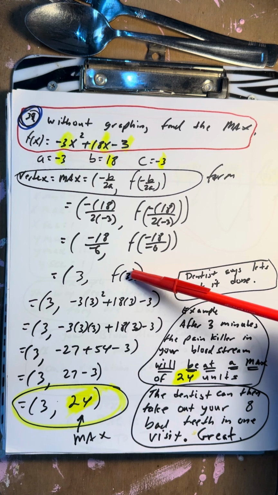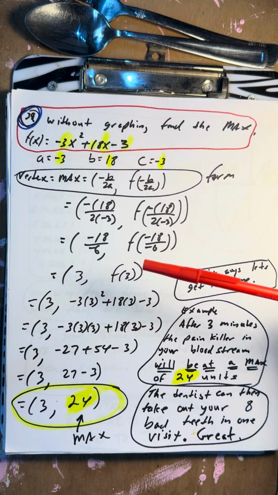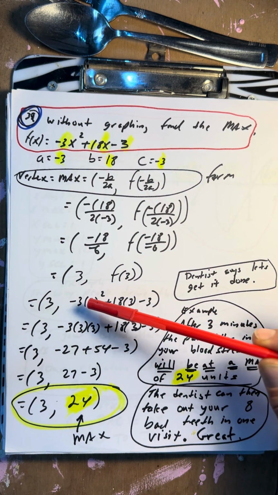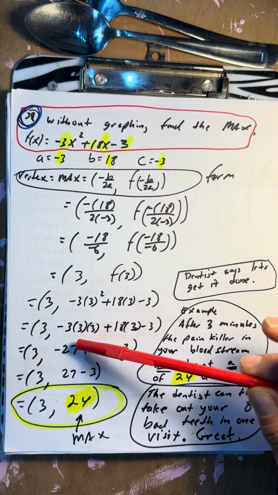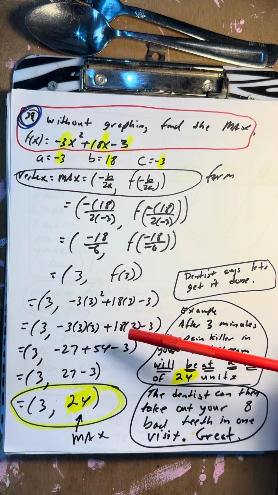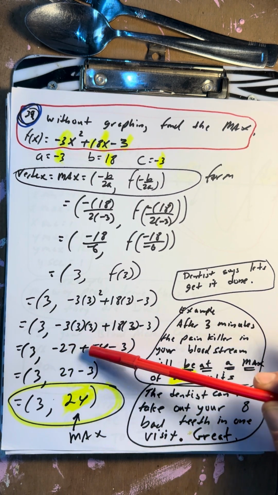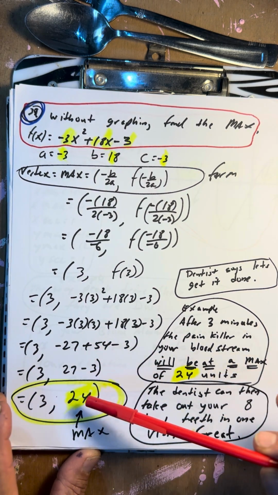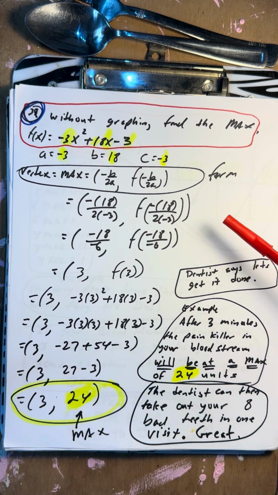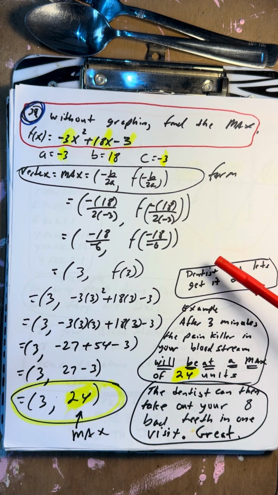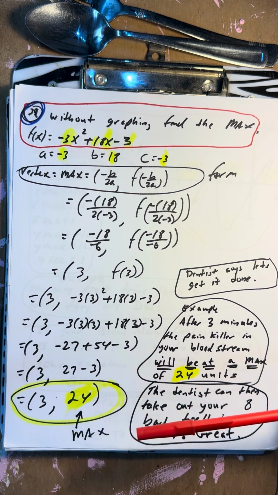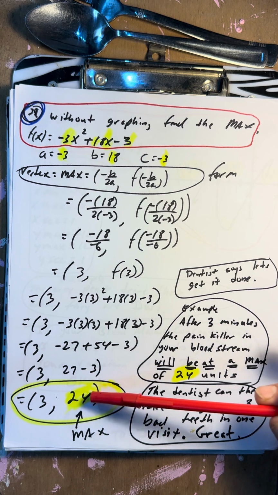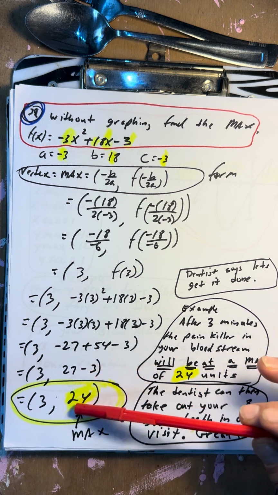f of 3. How do you find f of 3? Put it back in the original problem. So put 3 there, 3 there. So 3 squared is 9 times that, so it's going to be negative 27, plus 54, minus 3. This is going to give you 27 minus 3. So at 3, you're going to get 24. This is the max. So at 3, you're going to go up 24. Okay. So 24 max units, whatever they are.